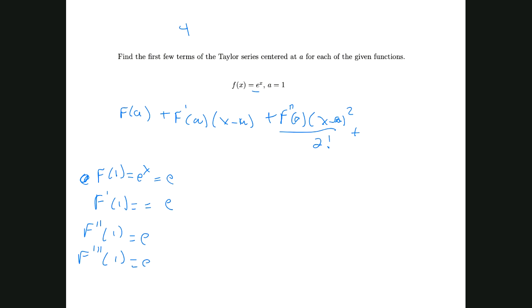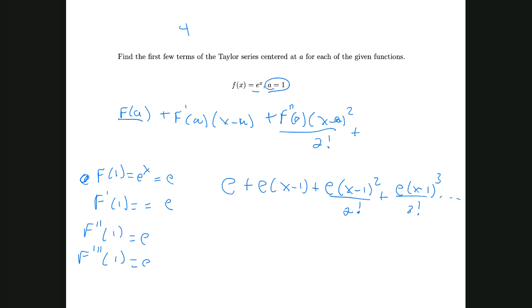Yeah. Okay. So now my first term is going to be e, plus e(x minus 1) because that's my a value, plus e(x minus 1) to the second power, but now it's going to be over 2 factorial, plus e(x minus 1) to the third over 3 factorial, and so on. Okay? So whenever it's not around 0, if it's 0, then you just leave the x in there. If it's a value, then you have to go x minus 1 in the parentheses. Does that make sense?